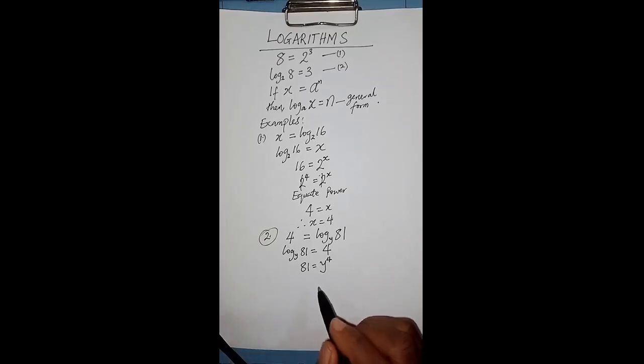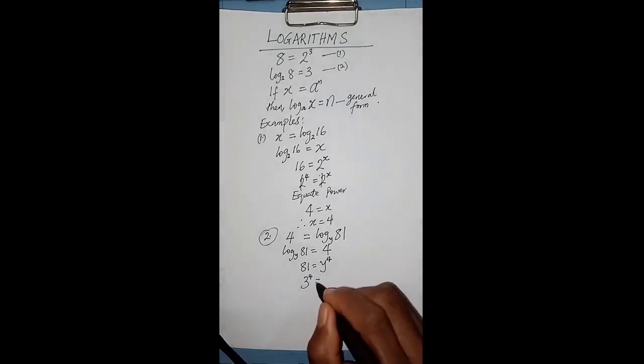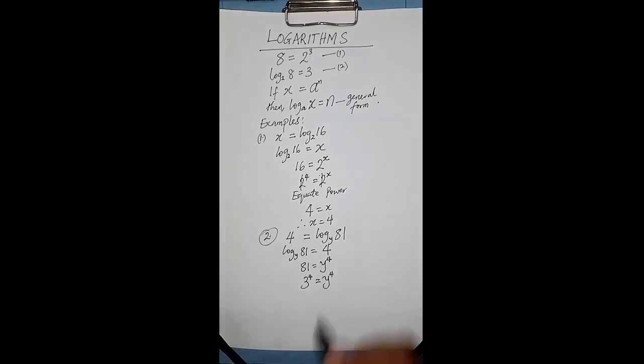Express 81 in indices, and that would be 3 raised to power 4, 3 times 3, 4 times, is equal to 81, and that's equal to y raised to power 4. The base here is 3. The base here is y. So at this point, what do we do? Because they don't have the same base. But don't forget something here, that the powers are the same. The power here is 4, and the power here is 4.